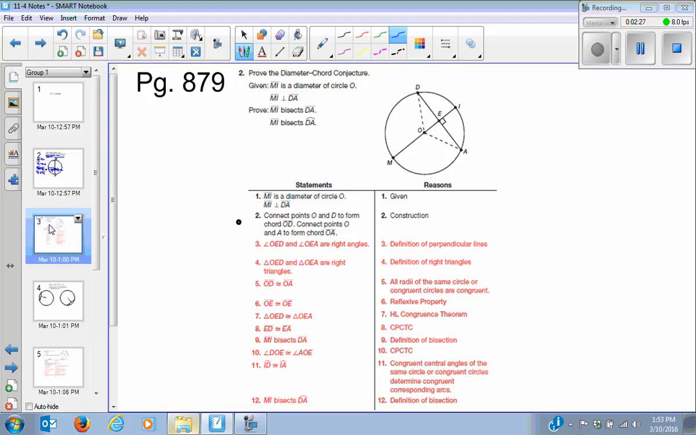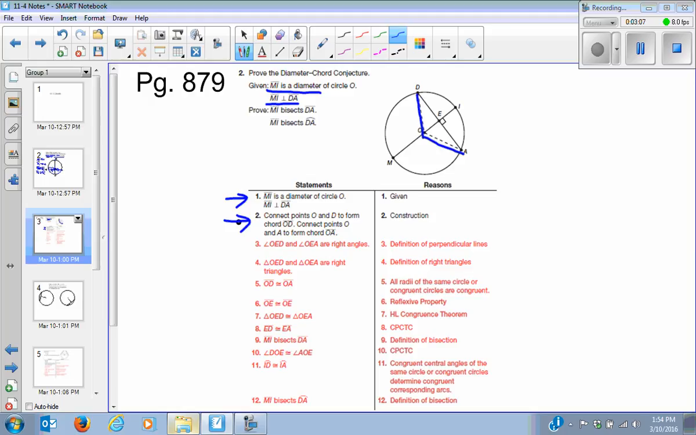We are proving that when you have a diameter and you have a chord and they're perpendicular and they intersect, it's going to cut it in half. So here's the way that you're going to do that. Given that this is a diameter, we write that down first. That's the first step. And we also write that this is perpendicular, which means it intersects at 90 degrees. The next thing that they have us do is connect O to D. When you connect that, hopefully you realize that's from the center to the outside. These are radii.